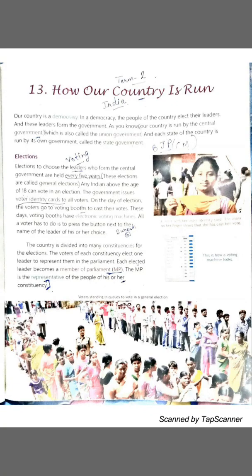Good morning, dear students. This is grade 4, chapter 13, How Our Country is Run. Children, India is a democratic country.